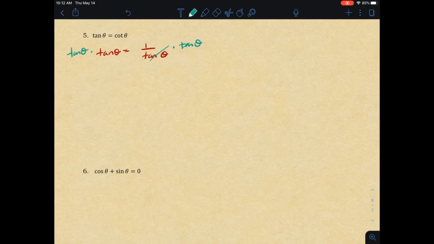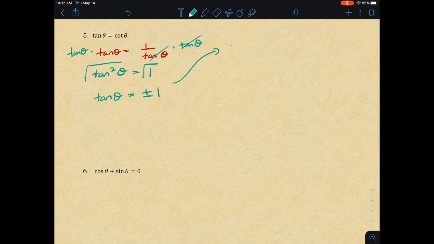And the reason why I did that is because this will just cancel out, we'll be left with 1. On the left side, I'm left with tangent squared of theta. Now from here, I can take the square root of both sides, because again, you want to isolate the tangent function, and you want it to be a power of 1. Now when I square root both sides here, I want to make sure I put a plus or minus.